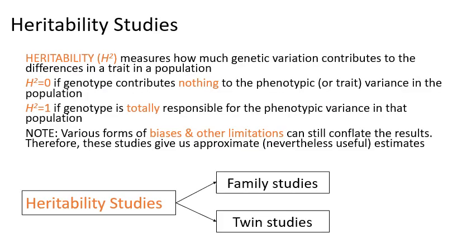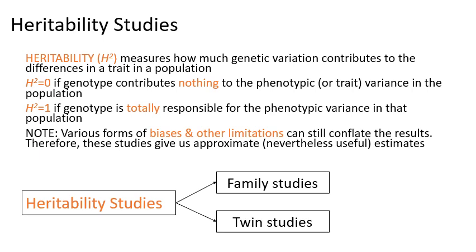So we can also do heritability studies, which is symbolized by H squared. Heritability measures how much genetic variation contributes to the differences in a trait in a population. If H squared is 0, it means that the genotype contributes nothing to the phenotype or trait variance in the population. When H squared is 1, it means that the genotype is totally responsible for the phenotypic variance in that population. We do need to take note that there are various forms of biases and other limitations that can still confound these results. Therefore, these studies give us approximate estimates, although they are quite useful to understand. We need to take it with a grain of salt.